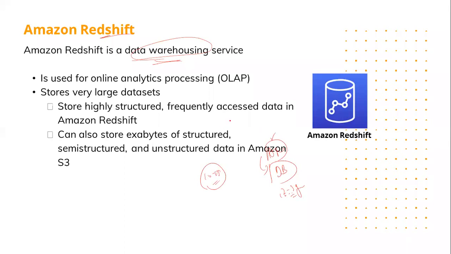And that data would be useful for analytics. So we'll be doing analytics on top of that data warehousing database. So we have Redshift as a service in AWS for data warehousing, where you will have huge data when compared to a normal database, which is RDS.